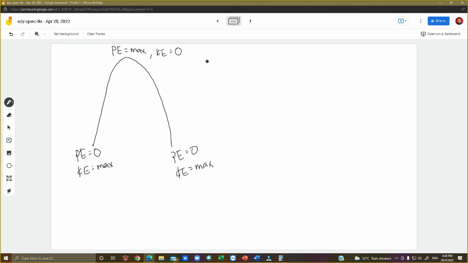Ini adalah principle of mechanical energy conservation, where you're going to end up with PE plus KE equals C. Ini benda ni kamu kena ingat.